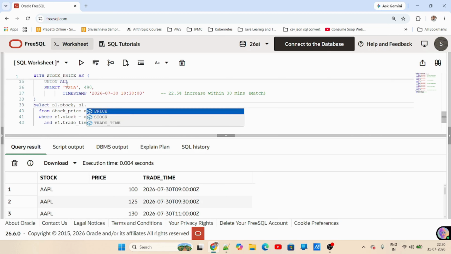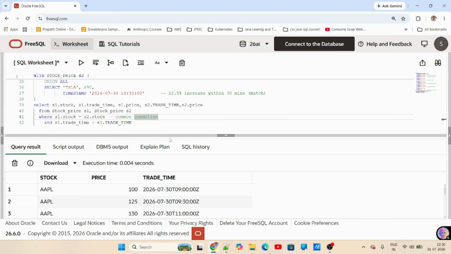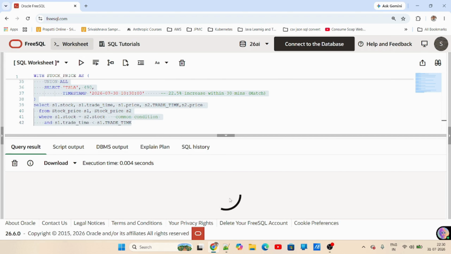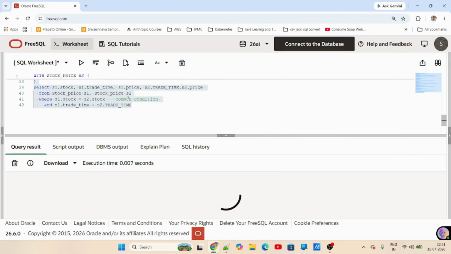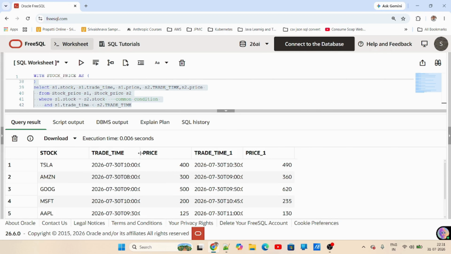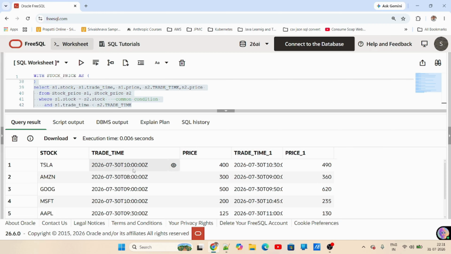Okay, S1 dot trade time first, then I will take S1 dot price. Then we have S2 dot trade time, and then we will have S2 dot price. Now if I just run this query, the stock is Tesla. This is the S1 trade time, which is 10, and the price is 400, and here you can see it is 1030, and the price is 490. Similarly for Amazon. Now we have got the records in a single row.